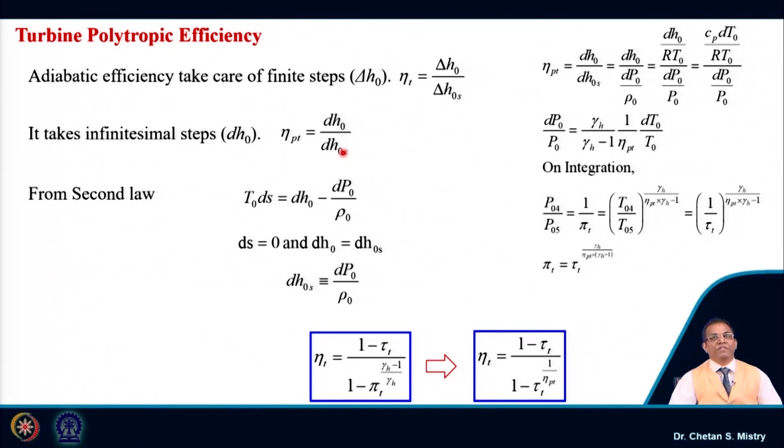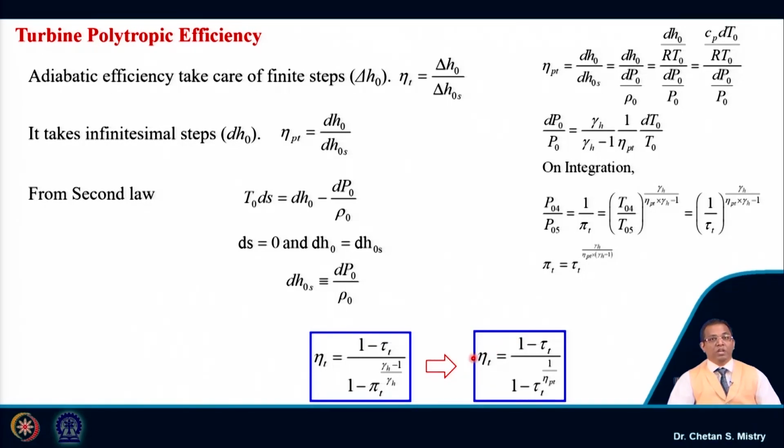So, polytropic efficiency we write in terms of dH0 by dH0s, and by using our second law of thermodynamics, we come out with the term. It says my polytropic efficiency is given by Cp dT0 by RT0 and dP0 by P0. Based on our fundamental equation, if we go for integration and simplification, it says my turbine efficiency will be given in terms of polytropic efficiency like this. So, this represents my equation in terms of the polytropic term.